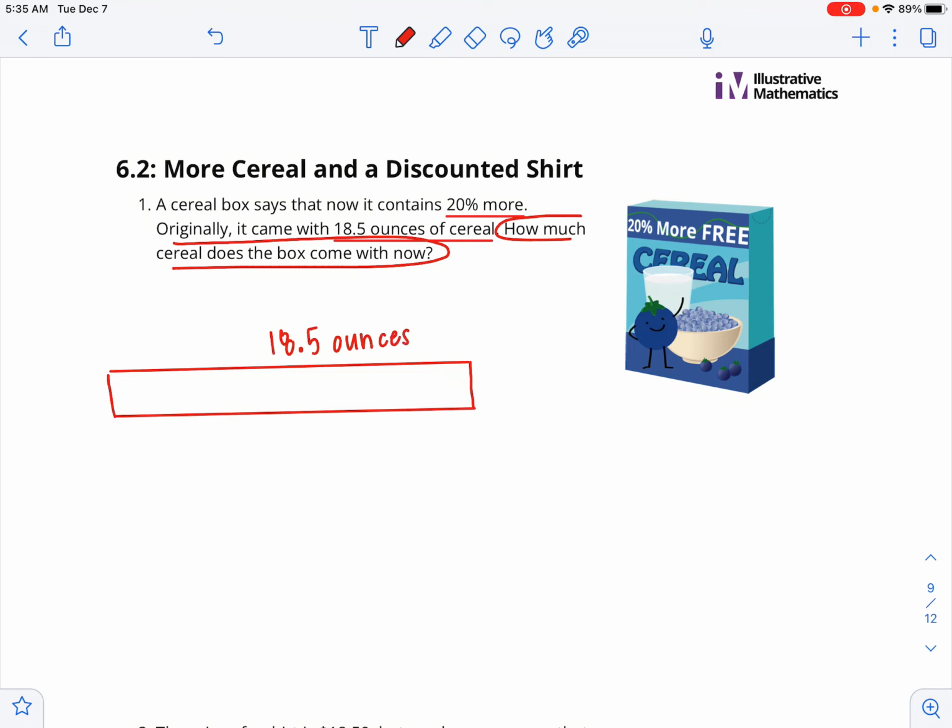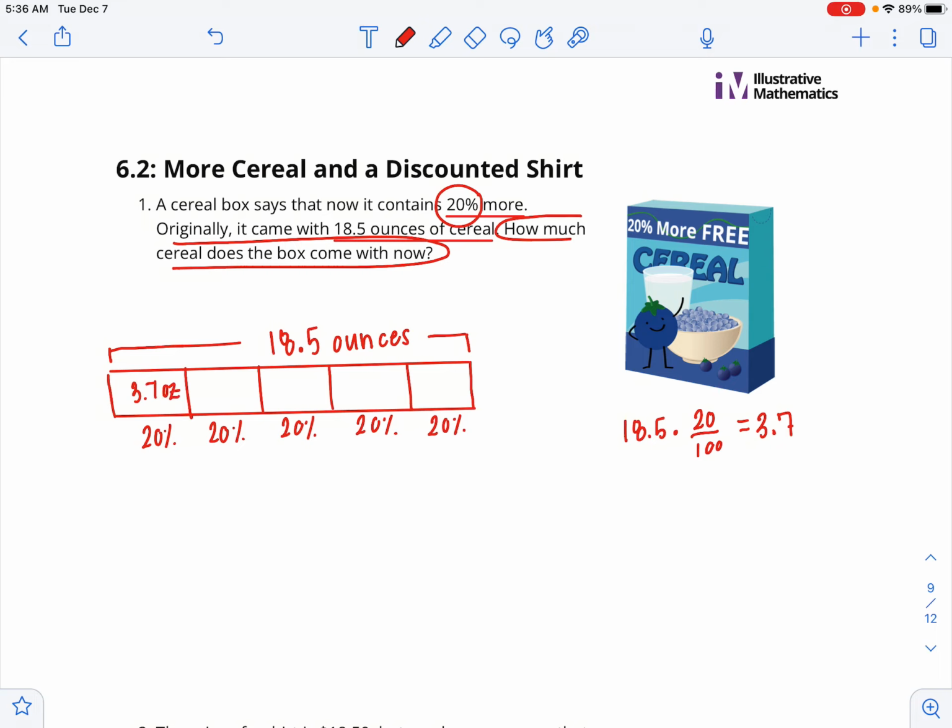Now, I know that I'm going to need to work with 20% in this problem. So I'm going to take my whole, which is 18.5 ounces, and I'm going to split it up into 20% boxes. So each of these boxes represents 20%. So in order to figure out how much cereal is 20% of the box, I'm going to use that formula we talked about yesterday. 18.5 times 20 over 100. And so I know that 20% of the box of cereal is 3.7 ounces, which means that each of these 20% boxes represents 3.7 ounces of cereal.